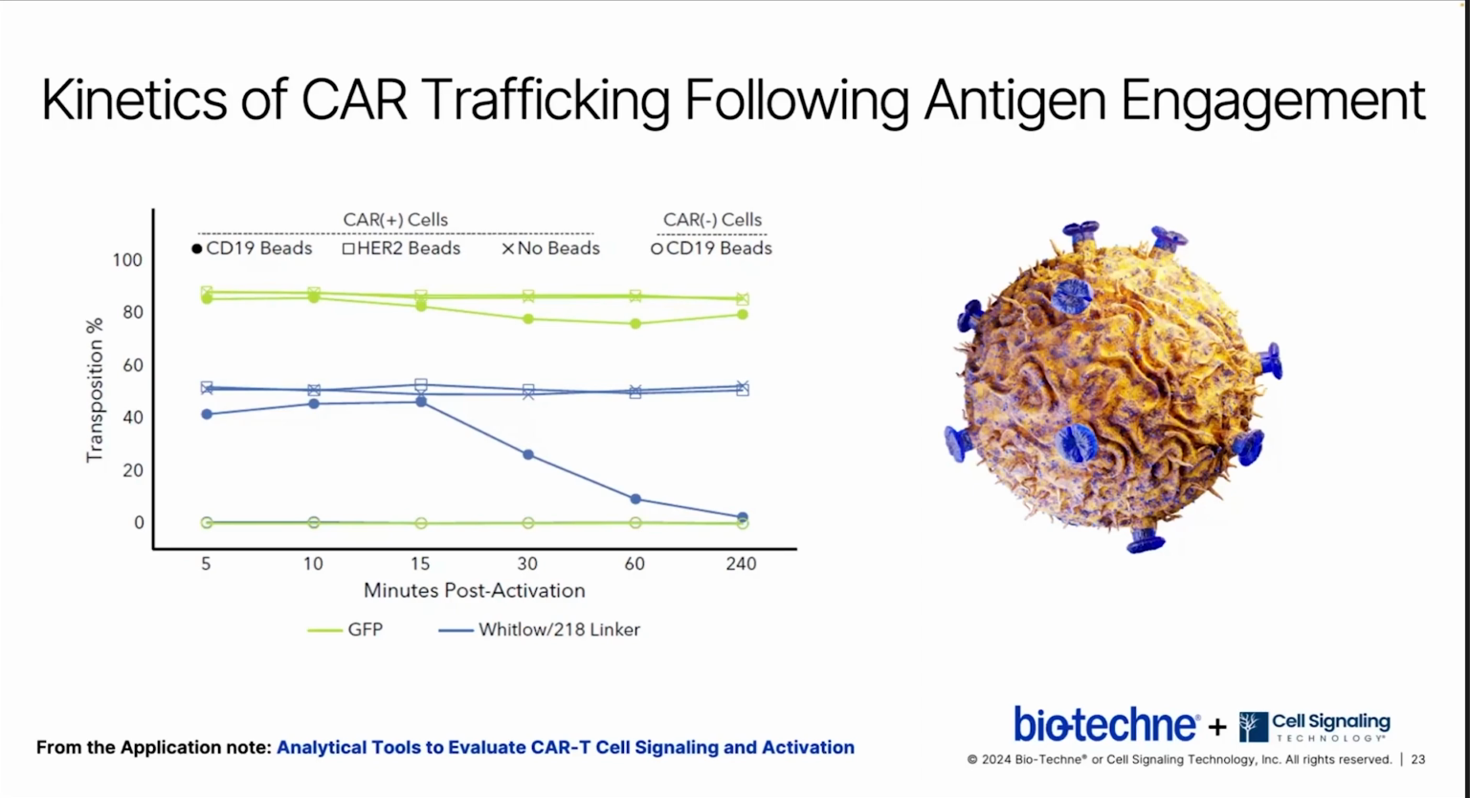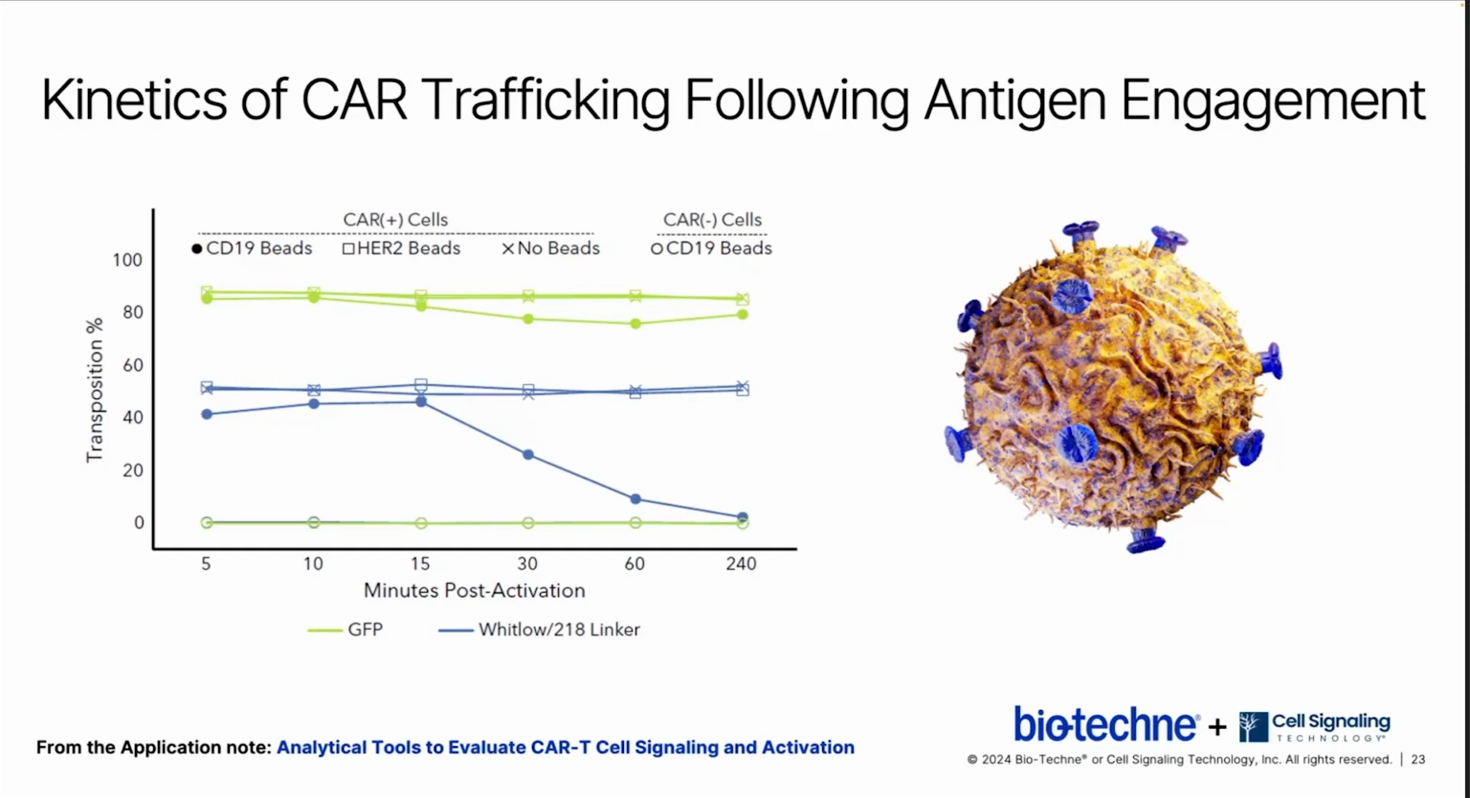As negative controls for the study, we included untreated CAR-positive cells, and CAR-positive cells treated with HER2 conjugated beads, which are not expected to activate our CAR T cells. We also treated unmodified CAR-negative T cells with CD19 beads as an additional negative control.